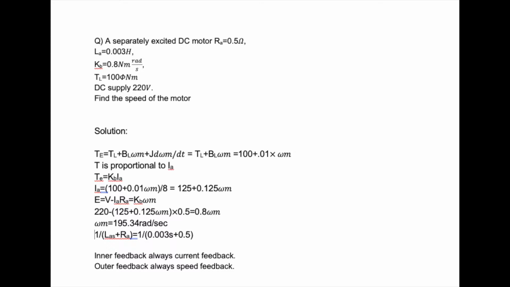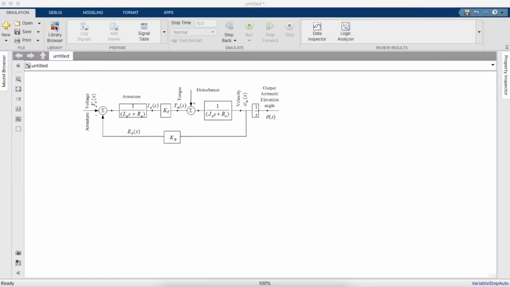And with the calculation, we can find omega m, which is around 195.34 radians per second. So the output of the transfer function model will be getting the speed of the motor in radians per second. So let's go ahead and do the simulation.